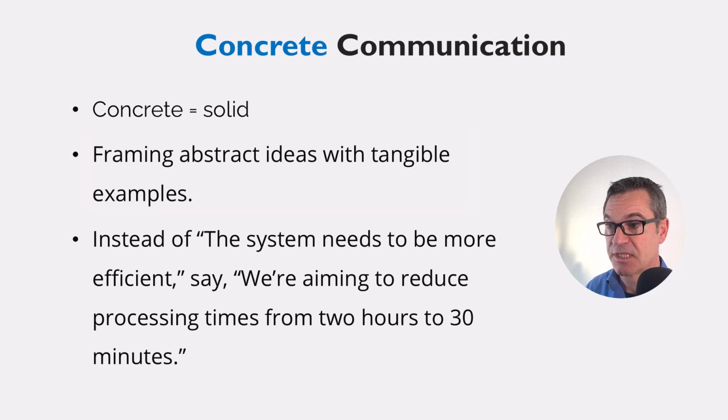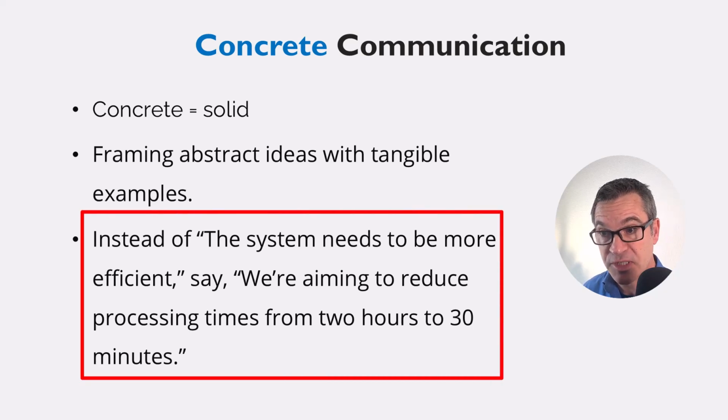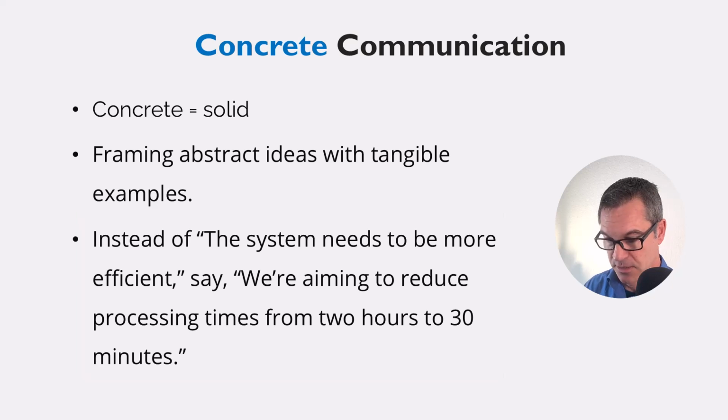Let me give you an example. Instead of saying the system needs to be more efficient, you could say, "We're aiming to reduce processing times from 2 hours to 30 minutes." You're given a very solid, a very definite, concrete piece of information. You're communicating this very concrete.